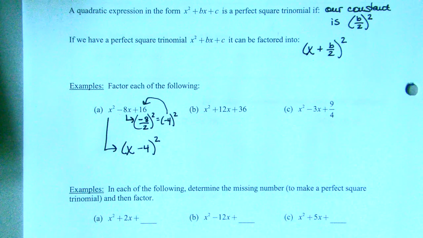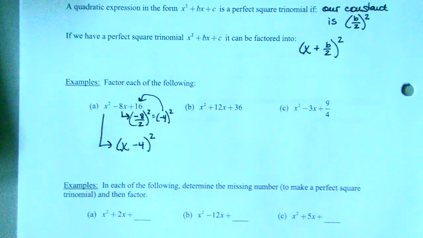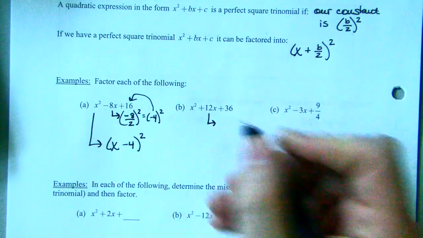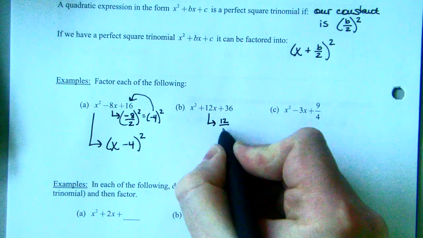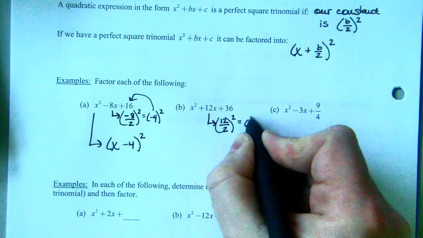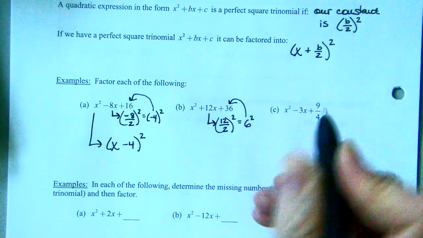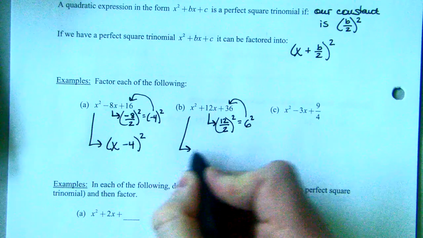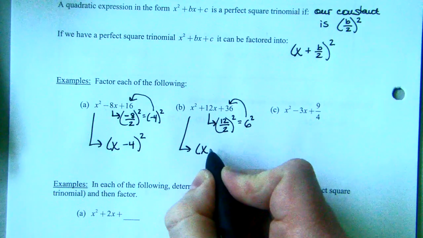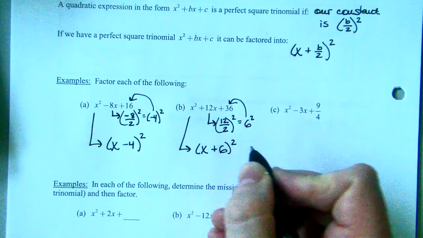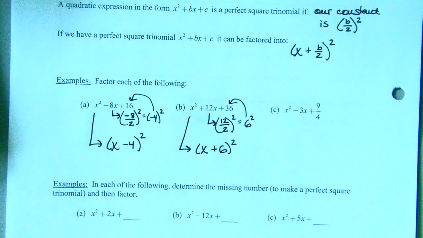In letter B, we have x squared plus 12x plus 36. If I want to see if this is a perfect square trinomial, half that middle number is 6. Squared, yep, that gives me the 36 that I want. I have a perfect square trinomial, which means it can be factored into x, half the middle term, so x plus 6 squared. And if you wrote that out twice and FOILed, you'd get your x squared plus 12x plus 36.